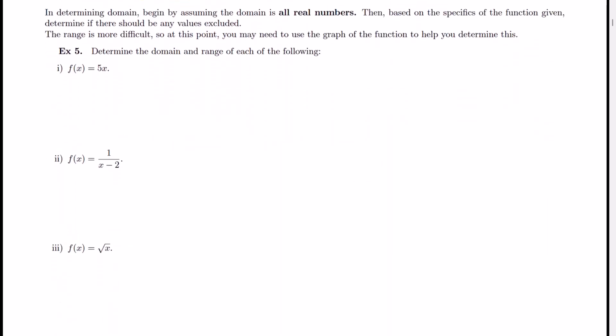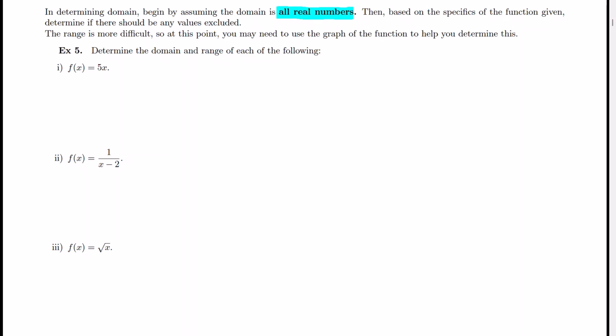Last thing we need to do is to be able to determine the function's domain if the function is given to us. So that's a little bit tricky, and with experience, you're going to be able to do this in no time. But the idea is to always assume that the domain of every function is all the real numbers, and then see if you need to remove some of them.